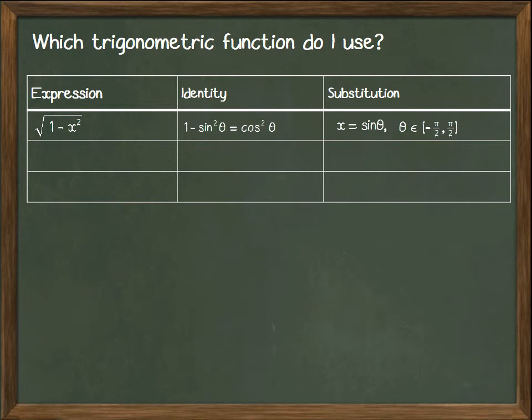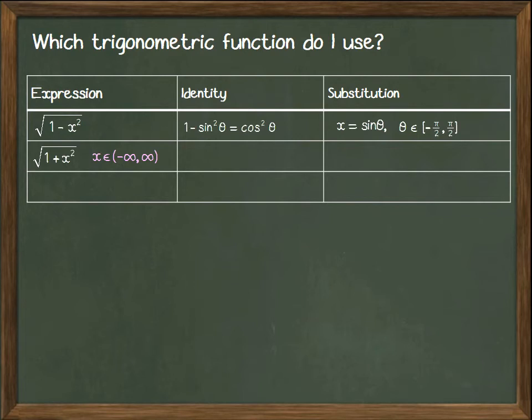Let us now consider the square root of 1 plus x squared. Now, x equal to sine theta will not be a suitable substitution, as 1 plus sine squared theta does not occur in any of our Pythagorean identities. And also, in this case, the restrictions on x are that x can be from minus infinity to infinity, and that is not the range of a sine function.